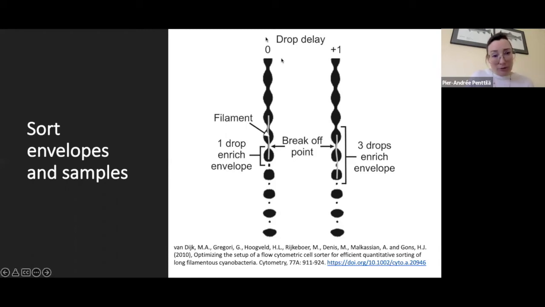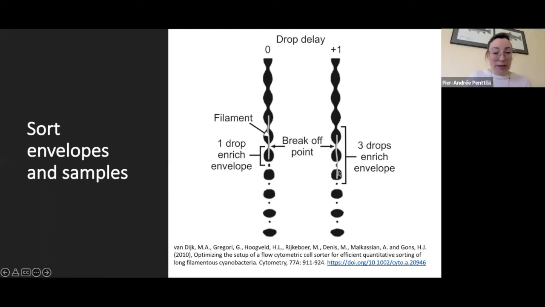So we have first two different drop delays at time 0 and at time 0.1. And the droplets at the delay 0 will envelop the whole filament, or at least the front of it, depending on the size of the droplet and the length of the filament. As you can see, the breakoff point is right here. It's the same in both instances. And if the filament is long enough to span over 2 or more droplets, droplets at delay +1 or higher will envelop the rear or the middle section of the filament. So short filaments should thus be sorted by the drop delay 0, while longer filaments can be sorted by potentially multiple delays.